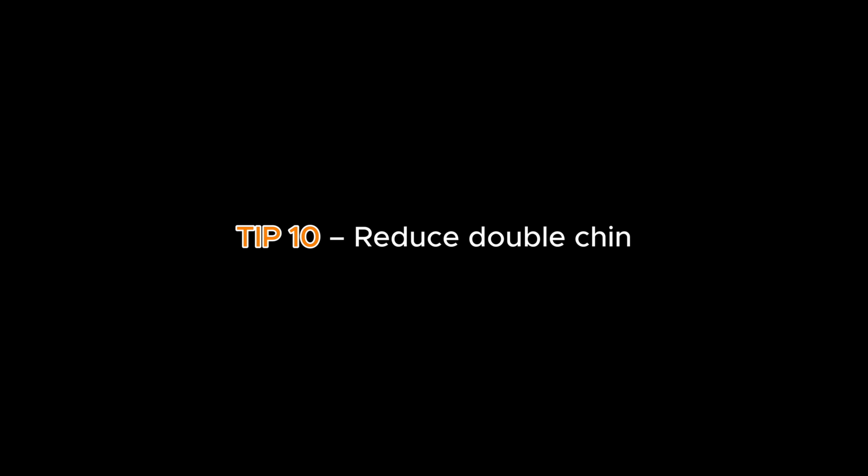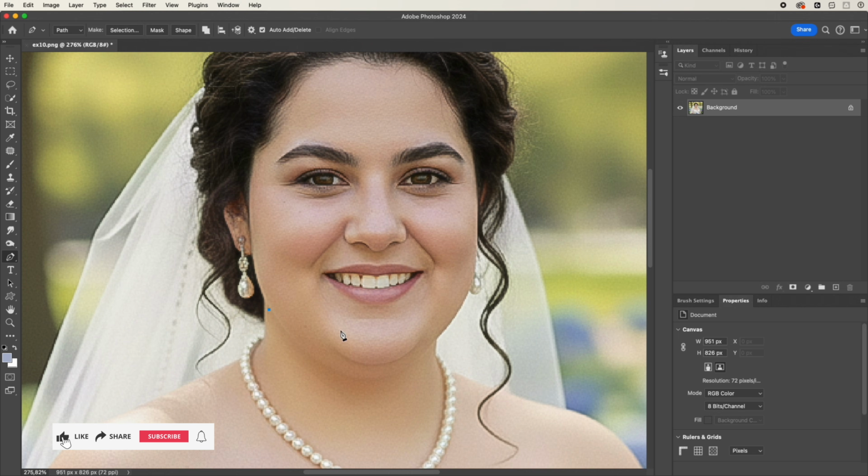Tip 10. Reduce double chin. Select the pen tool. Draw around the bride's double chin area. Hold Shift while adjusting anchor points to keep the edge smooth and controlled. Press Ctrl-Enter to create a selection.